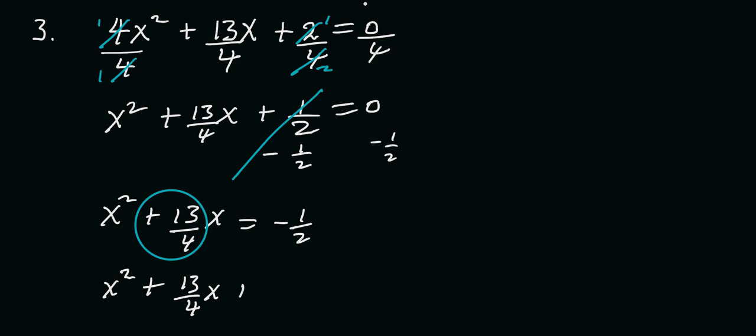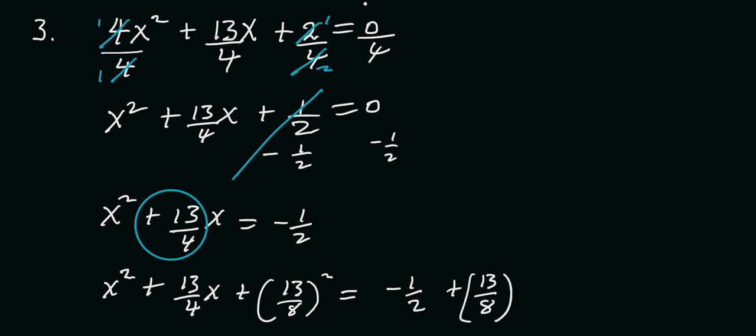And then now we are going to square that value. So 13 over 8. So just square it and add it to both sides. So this is negative 1 half plus 13 over 8. So just square it, right?